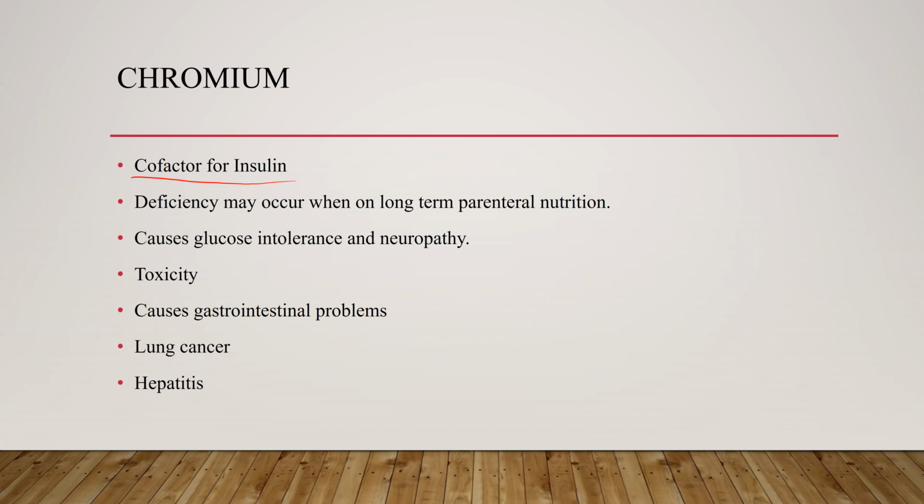Chromium is a cofactor for insulin. Deficiency may occur when on long-term parenteral nutrition. It causes glucose intolerance and neuropathy. Toxicity causes gastrointestinal problems, lung cancer, and hepatitis. All of these are probable causes, meaning it may cause this, not that it definitely will, because it may be discovered in time and treated.